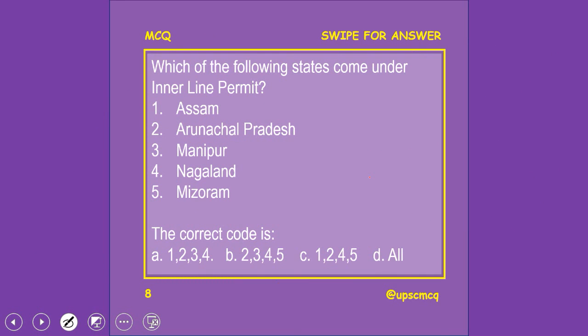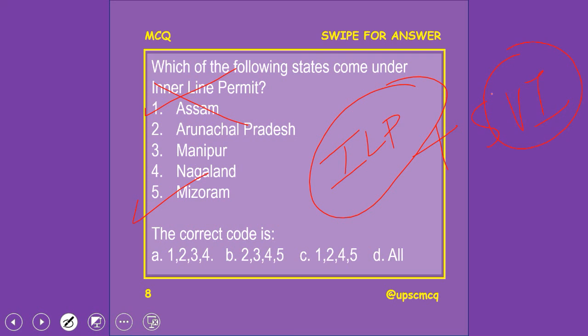Now, which of the following come under inner line permit? Assam. See, if Assam is there, just try remembering by common sense, or remember a fact that ILP, the only state in ILP plus Schedule 6 is Mizoram. Therefore Assam is not there.